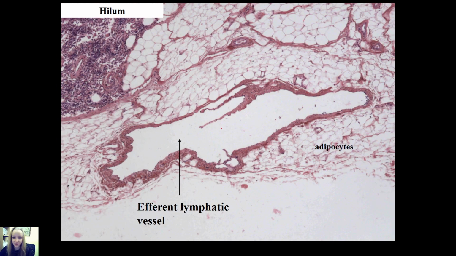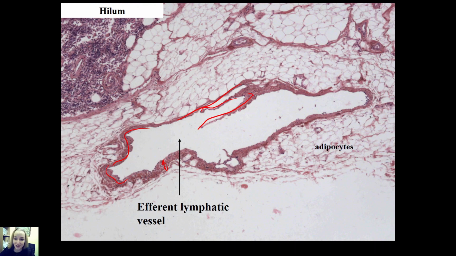Medullary sinus, this one. So this is the hilum of the lymph node, where we can find the efferent lymphatic vessel, which is very similar to a vein. Sometimes it's very hard to tell, this is the vein, this is the efferent lymphatic vessel. Both of them have a very thin wall, and we can see a valve right here, very nice. And what else can we find in the hilum?